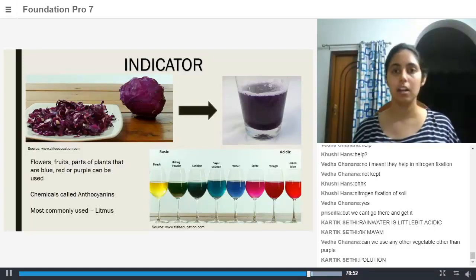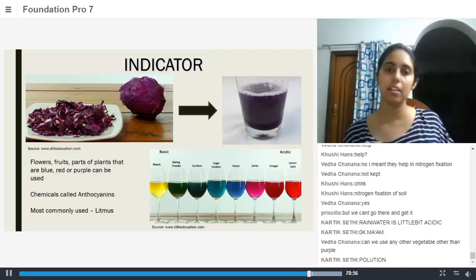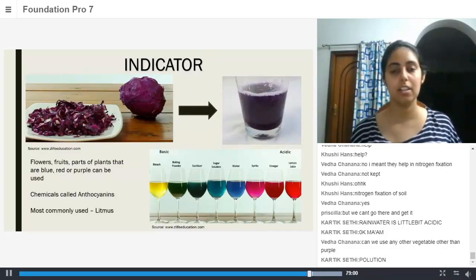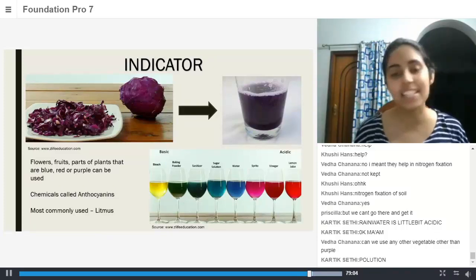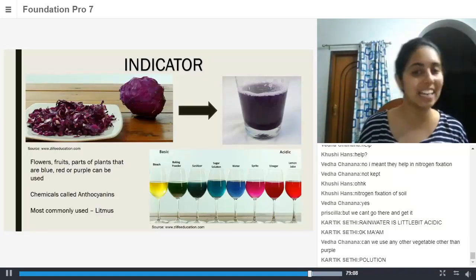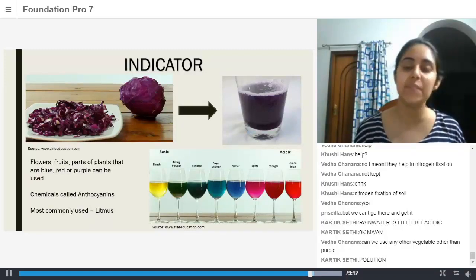Ma'am, I have a question. Yes, Priscilla. Then this purple cabbage, is it acidic, basic, what is it? Very good. So it's neither acidic nor basic. And again, I will tell you, you will learn it in the later chapters, why it is neither acidic nor basic.